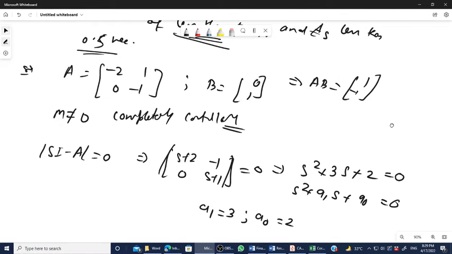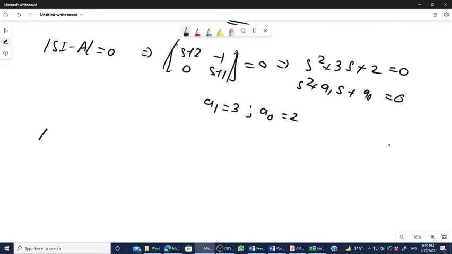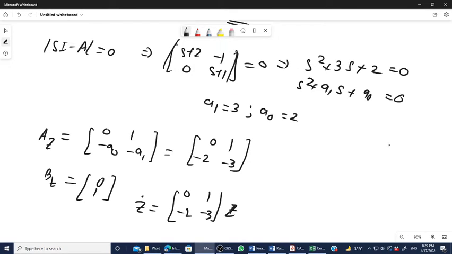Now, when you transform it into Az, you can simply write [0 1; -a0 -a1]. So how will it convert? It will convert to [0 1; -2 -3]. Bz becomes [0 1]. How is z dot defined now? z dot is now [0 1; -2 -3] into z plus [0 1] into u. So this is transformed into the CCF matrix.